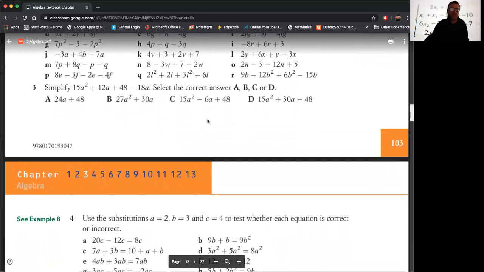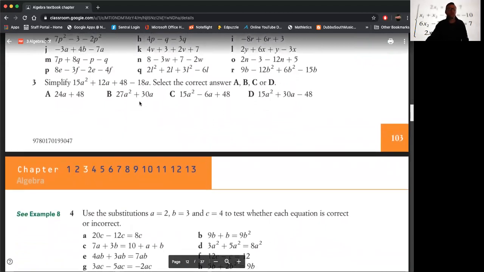Okay, so this one here, you've got lots of different terms in here. You've got one question here and you have to decide what the right answer is. So here we go. You've got 15a squareds plus 12a's plus 48 minus 18a's. So what you would do is look at these terms and go, which ones are the same? How many different a squareds have we got? How many different whole numbers?